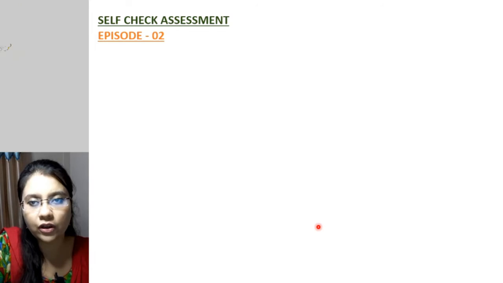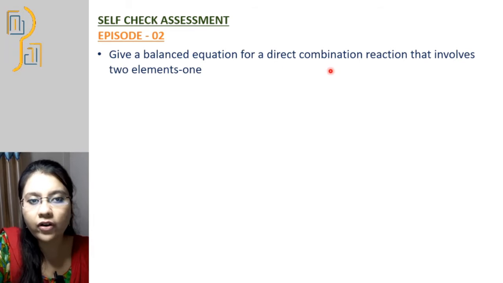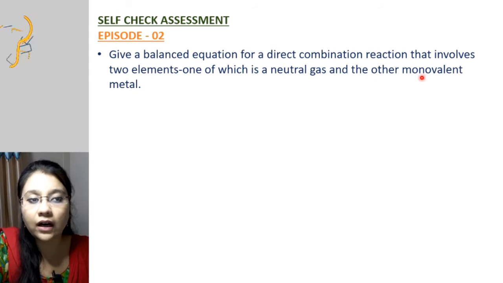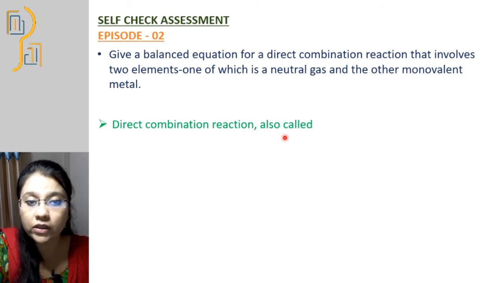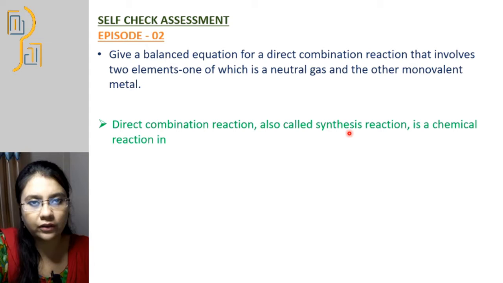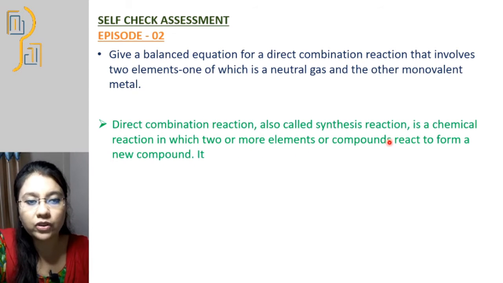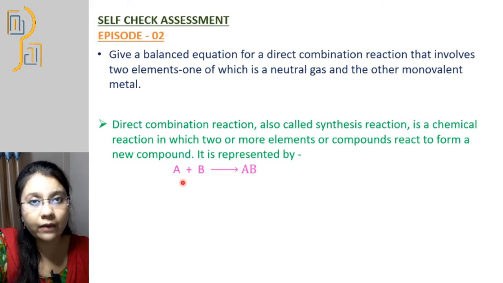The first question of episode 2 is, give a balanced equation for a direct combination reaction that involves 2 elements, one of which is a neutral gas and the other is a monovalent metal. Let's recapitulate the direct combination reaction, which is also called synthesis reaction. It's a reaction in which 2 or more elements or compounds react to form a new compound, and it is represented by A plus B gives AB.